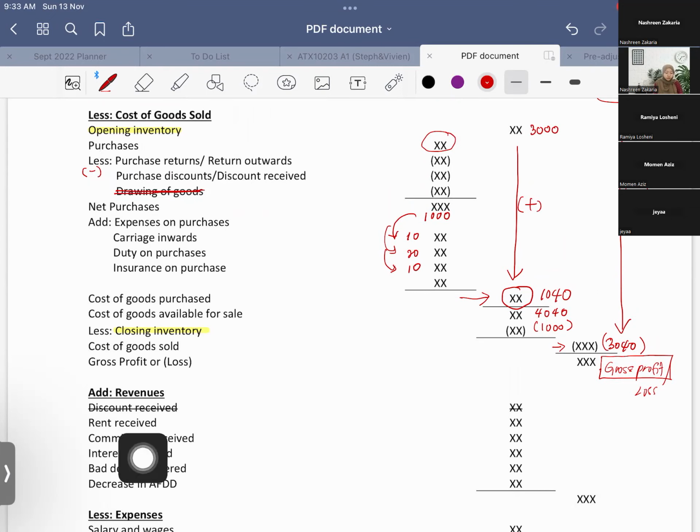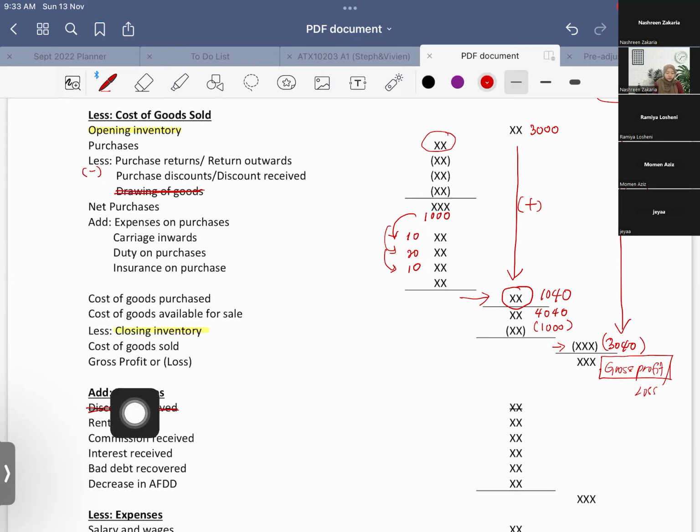So why do you want to add on back? No need. Nanti akan ada double calculation. So dia dah salah lah. So if you already minus here, no need to add back again. That's why it's already been crossed over. So instead of you put discount received under revenue, you put discount received here, minus with purchases.